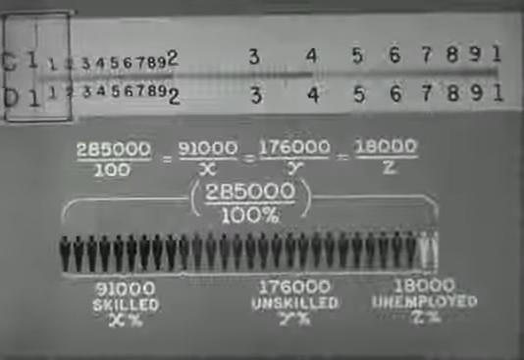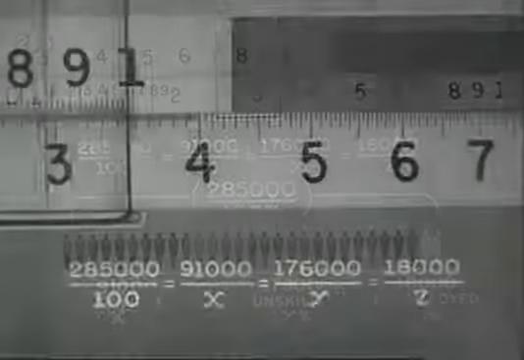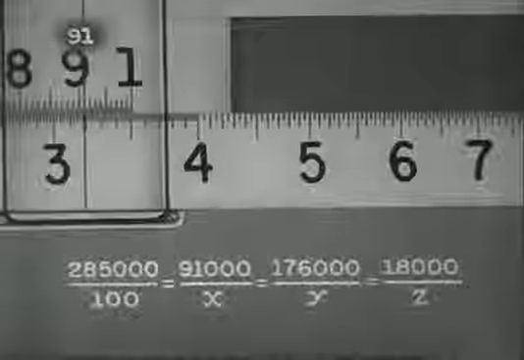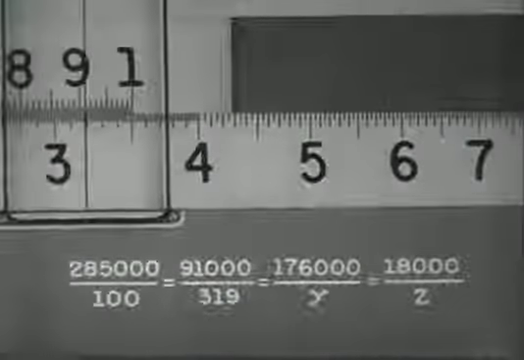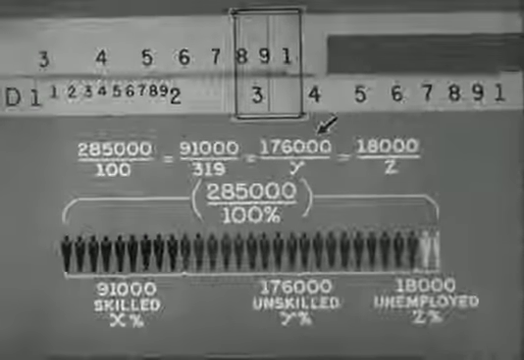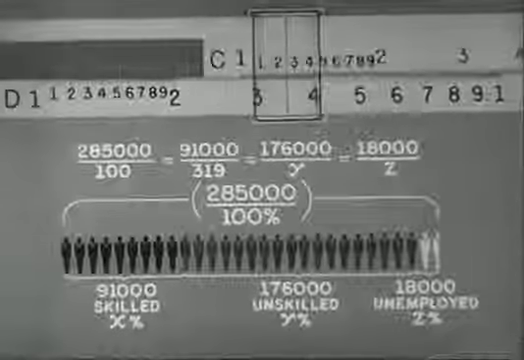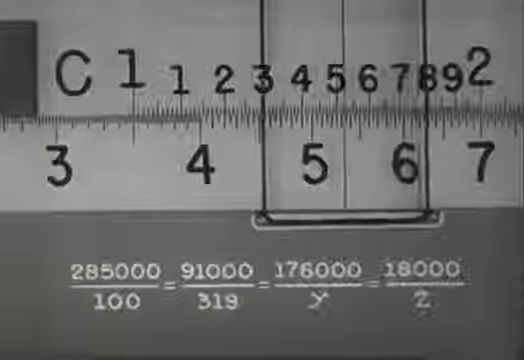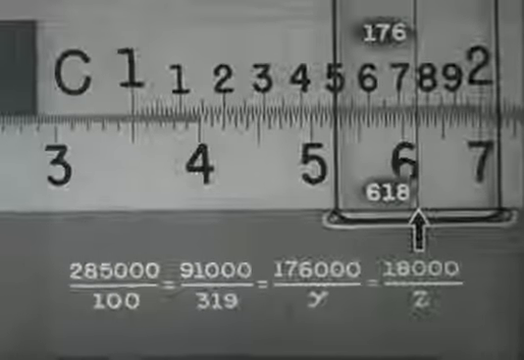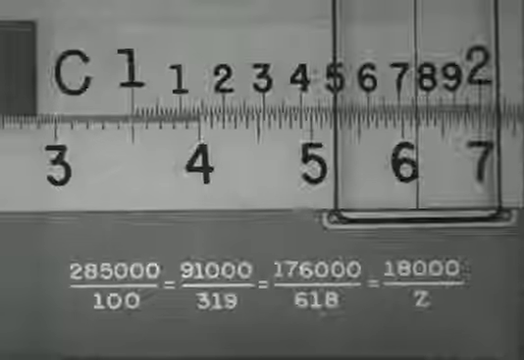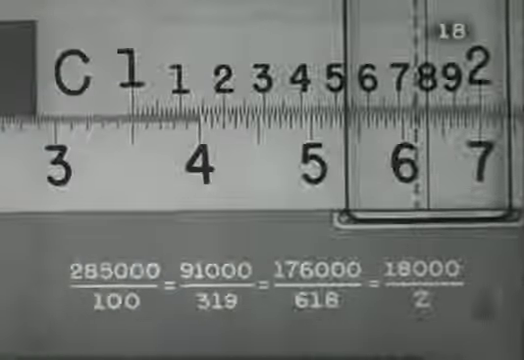To 1 on D, set 285 on C. Under 91 on C, read x as 31.9. Since 176 is beyond the body, shift to the other index. And under 176 on C, read y as 61.8. Under 18 on C, read z as 6.3.